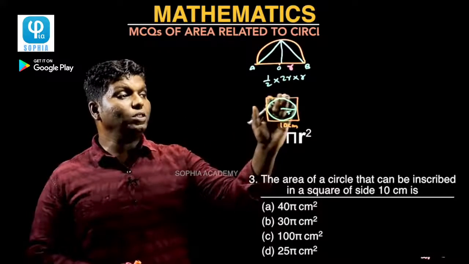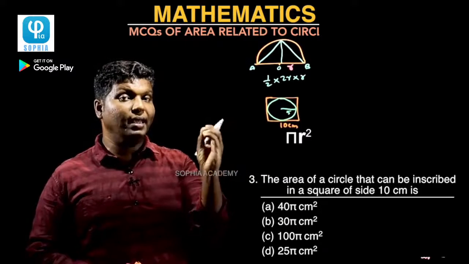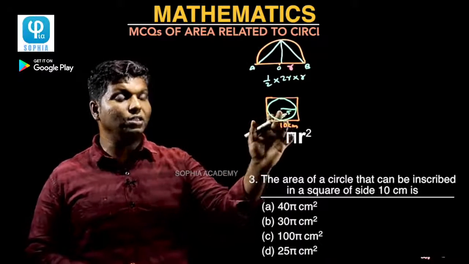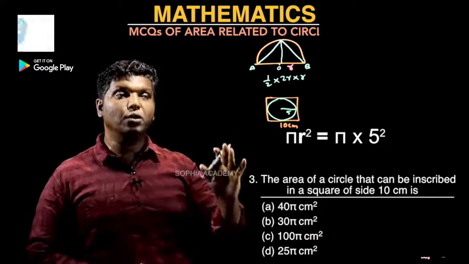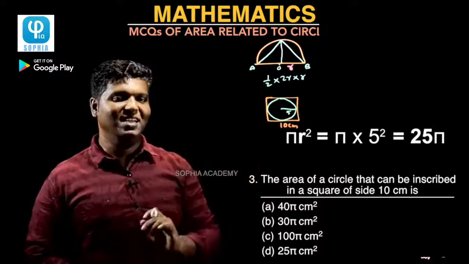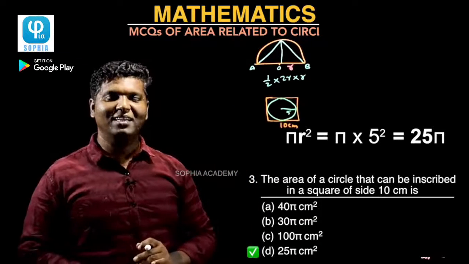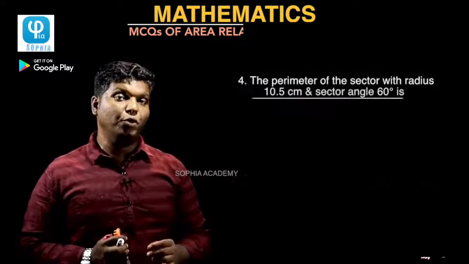Tell me, how much pi is the total area? The equation to find the area is pi r square. Now the r is 5. 5 square means 5 fives are 25. So 25 pi. Is there that option? Yes. The fourth option, 25 pi, is the answer for this question. You got it. So here goes the next question before you.